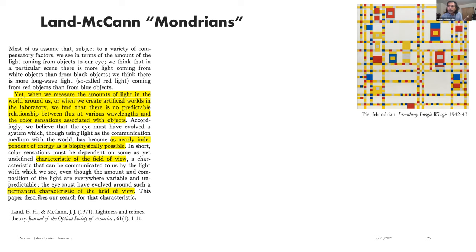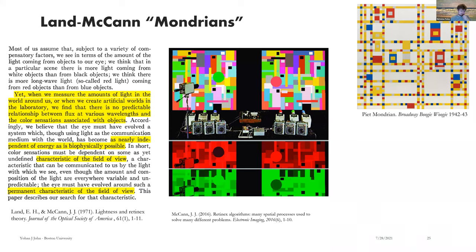So we're looking for a permanent or invariant characteristic of the field of view. It'll be a ratio, but there are some interesting subtleties to how to go about computing a ratio. So this is what they did. This is a review retrospective by McCann about the Retinex algorithm. This is what they came up with from a more computer vision sort of perspective.